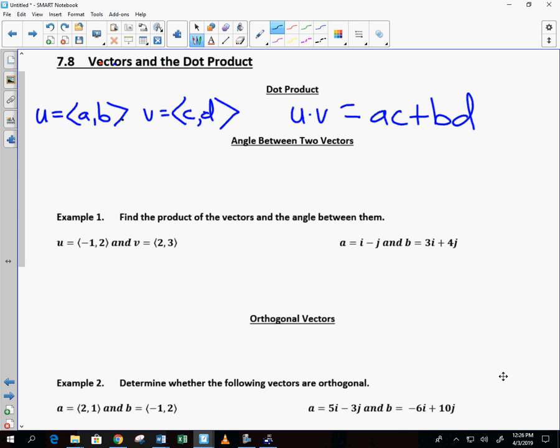We'll do the angle in a second. But we take, whoop, don't do that, Mr. Gens. Negative 1 times 2 is negative 2. And then we add to that 2 times 3 is 6. And we get 4. Are we all clear? That's it.